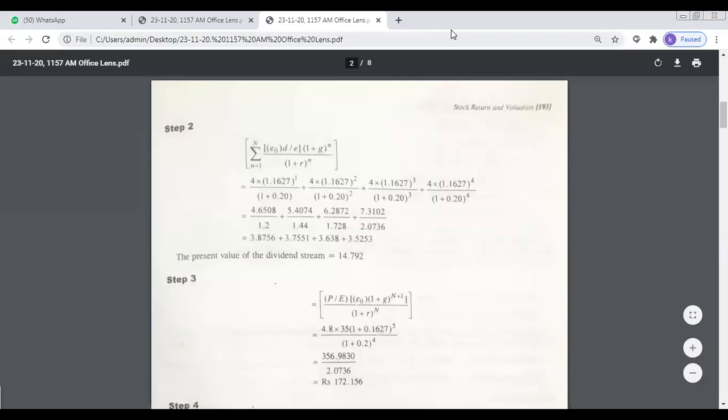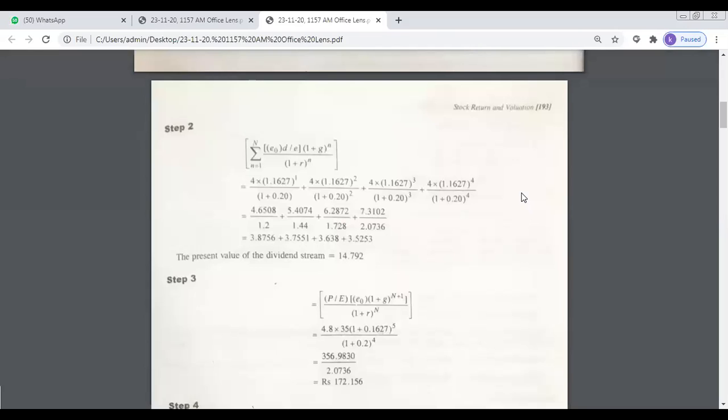Sir, holding period is 4 years. Then we need to calculate the 4 times, right? Like first year, second year, third year, and fourth year. Yes. This is for the first year, second year, third year, fourth year. It is summation, right?